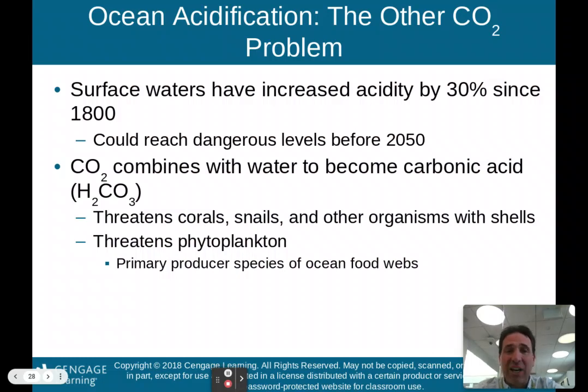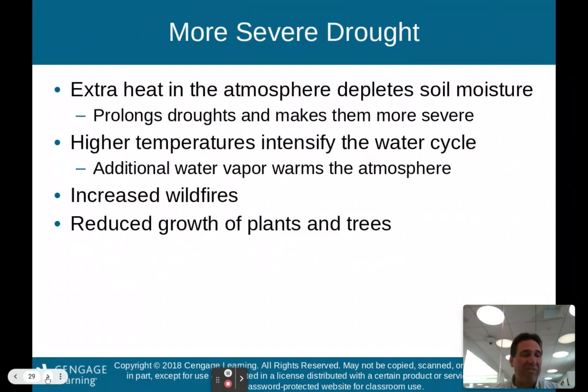It also threatens phytoplankton, which is the primary producer species of the ocean food webs. Without the phytoplankton, the entire ocean food web will collapse. So again, this is a big issue with the carbon, because the ocean is a carbon sink, but we're unfortunately increasing it so much that it's creating this carbonic acid, which is threatening these organisms, which again are very important and very vital.